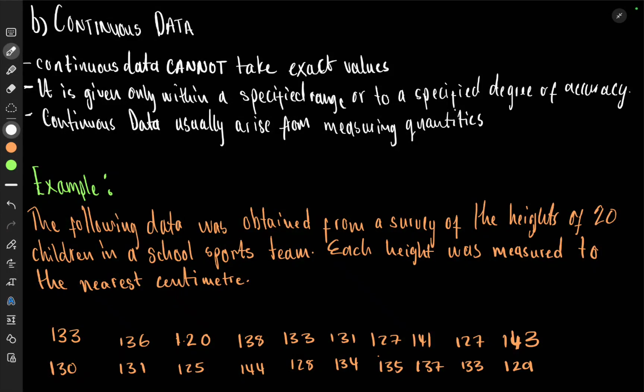Right, now we are looking at continuous data. Let's quickly go for it. Well, what is it? What is continuous data? Well, it is data that cannot take exact values. Okay? It is data like the mass of a person or the height of a person.